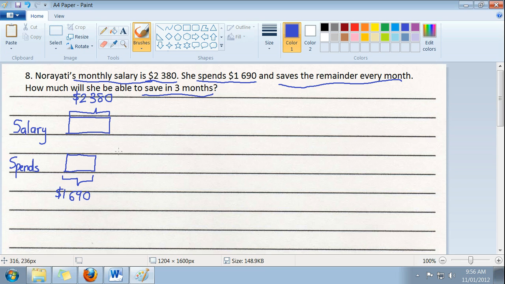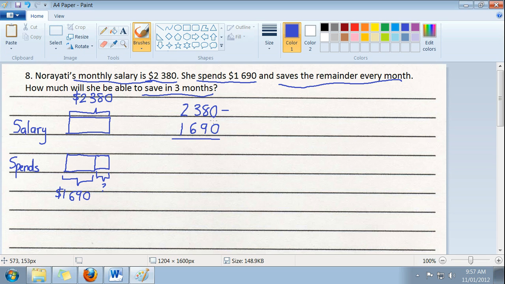First of all, we need to find out how much she saves in 1 month. Because we know that Norayati gets 2,380 in 1 month, and she spends 1,690 in 1 month. We know this one is how much she saves. So the remainder, in other words. And to find out, obviously, we subtract this from this. So to find out how much she saves, 2,380 take away 1,690.